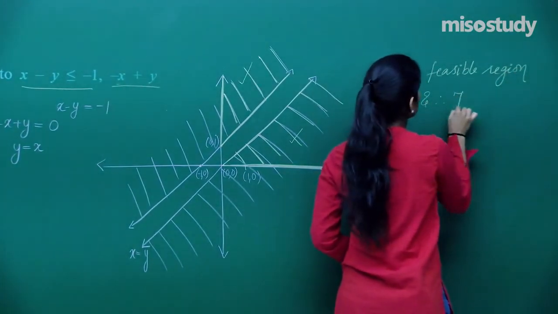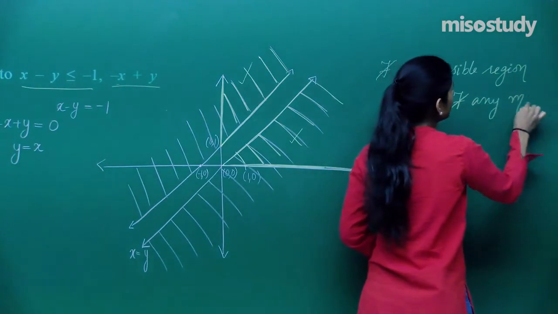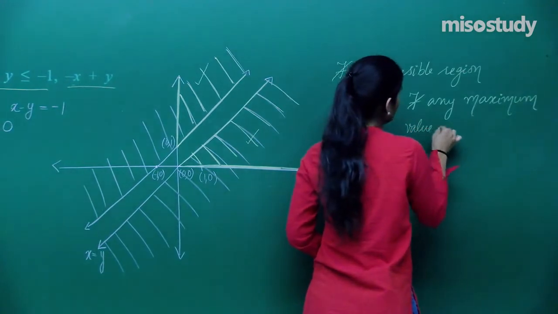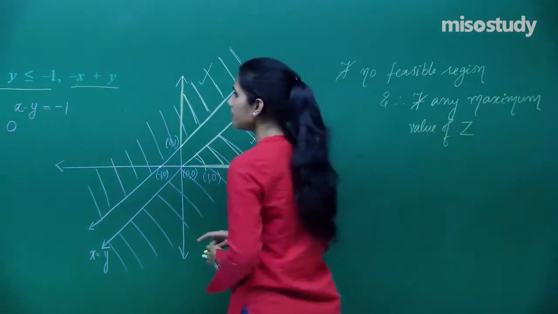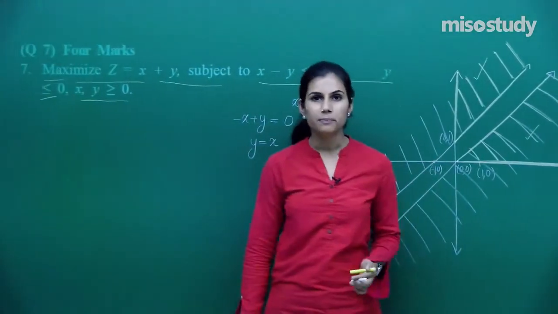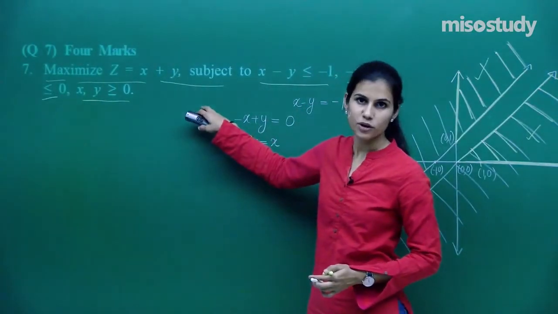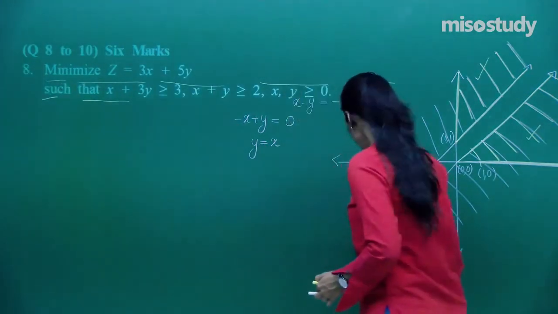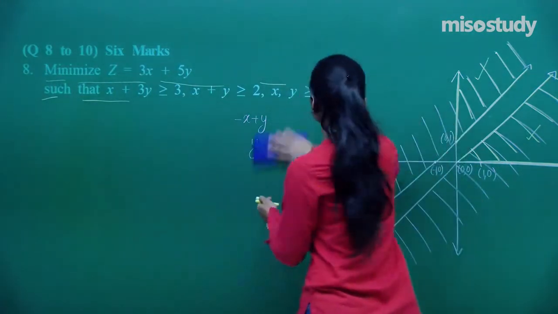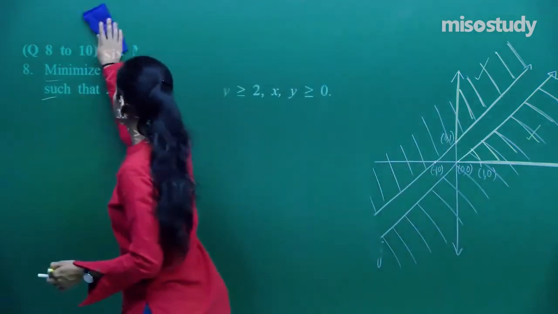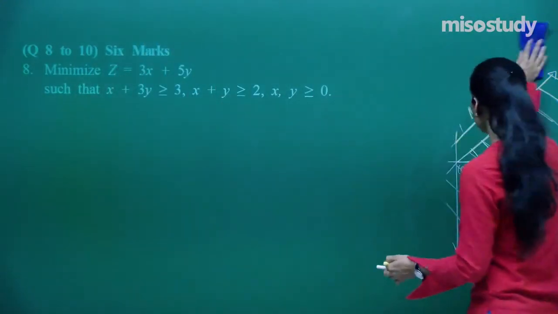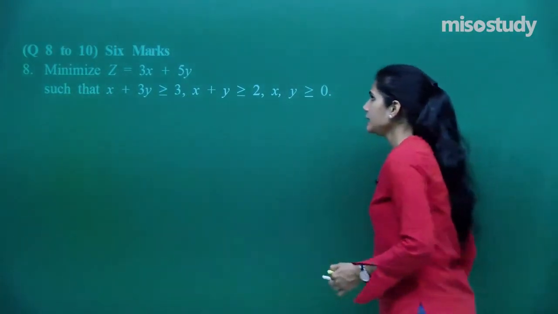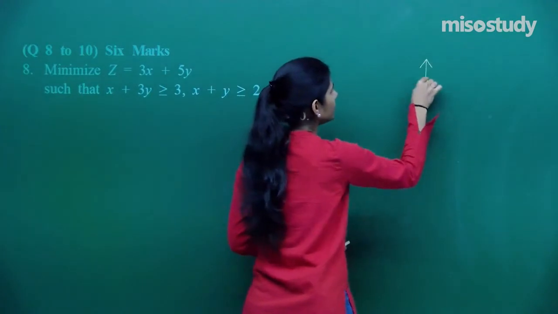and therefore there does not exist any maximum value of z. I cannot maximize z. This is an example of an LPP which does not have any optimal solution. Next I have minimize z equals this. I am supposed to minimize now subject to certain constraints. So exact same scheme is going to be followed as we are doing. Same thing you need to do again and again. This is the pattern of LPP problems only.